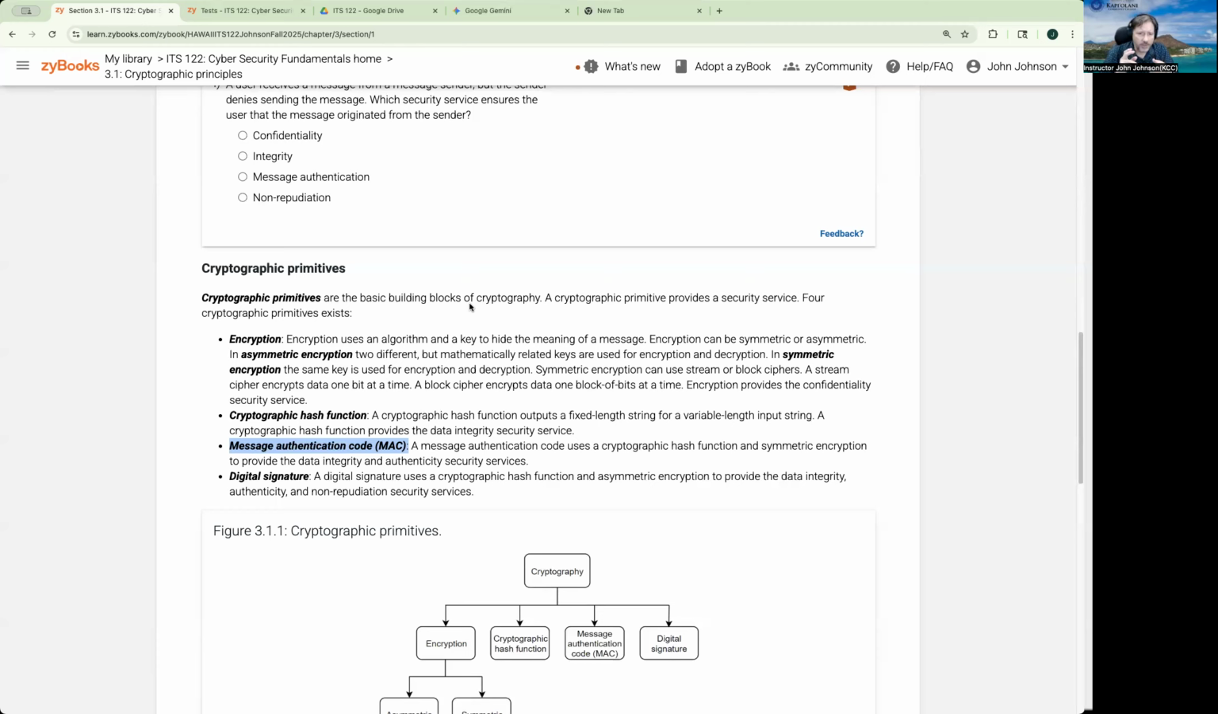We've got the cryptographic hash functions. The important thing to know about hash functions is they output a certain size for whatever size inputs come in. So no matter what the size of the input, it can be this big, it can be this big, it can be whatever size, the resulting string is going to be fixed length. It's always going to be the same size. So a cryptographic hash function provides the data integrity security service.